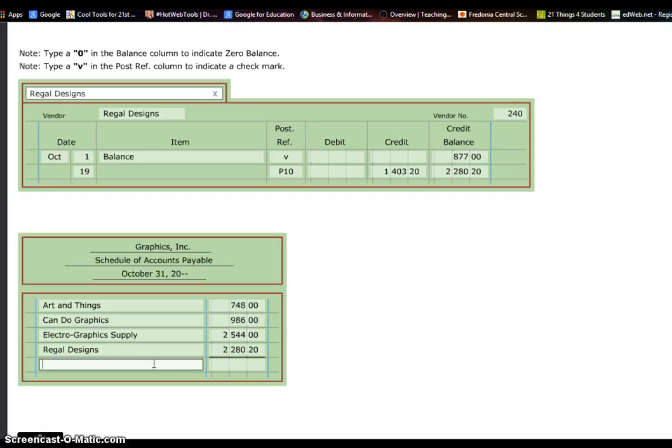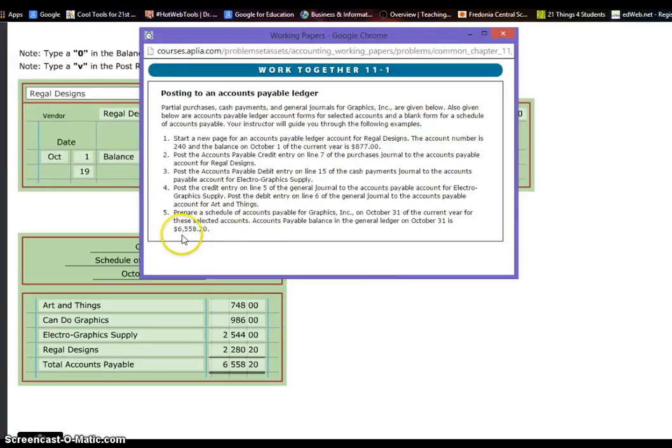And the last line, we're going to write total accounts payable. And we're going to add those numbers up. Once we add those numbers up, we should have a balance of $65.58 and 20 cents. And then we want to open up our instructions again just to double check to make sure we have the same number here, and we do. It checks out, $65.58 and 20 cents. That concludes our 11-1 work together. Go ahead and finish this problem and move on to the work on your own for 11-1.